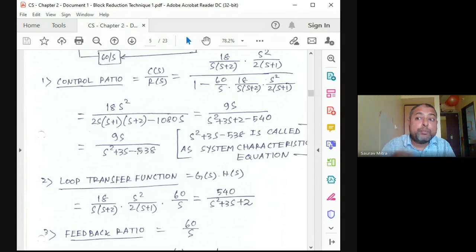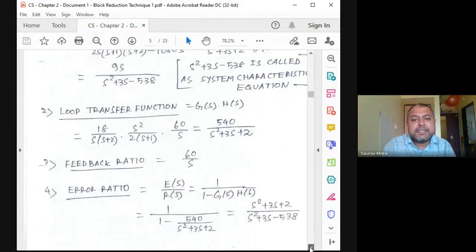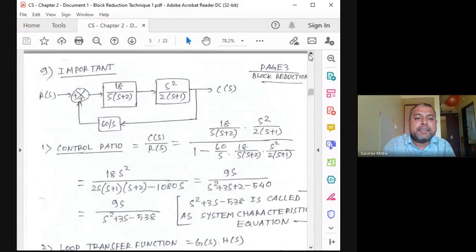What is meant by open loop transfer function? This is a very important thing. Whatever GS and HS you get, multiply them. So what is the GS we get here? GS is 18s square divided by 2s into (s plus 1)(s plus 2). So 2 and 18, if you cut s and s square, it becomes 9s divided by (s plus 1) into (s plus 2). So 18s square by 2s, that means 9s.